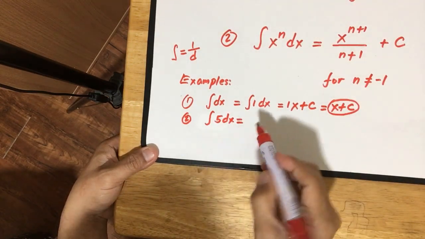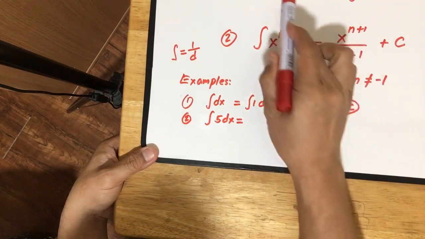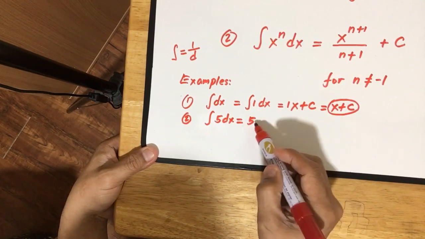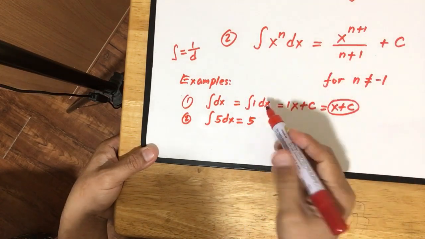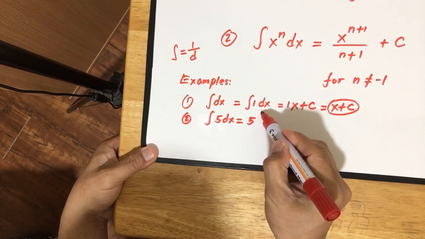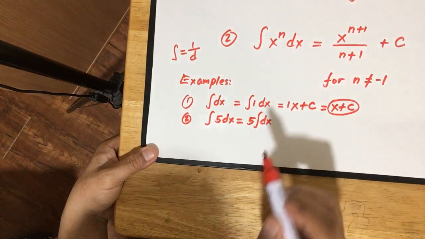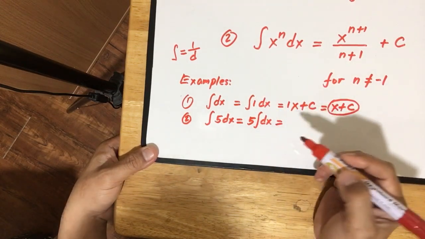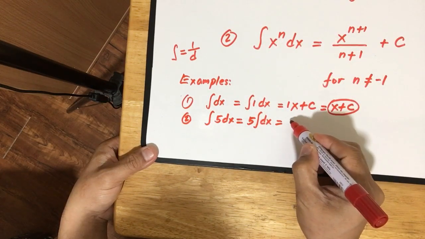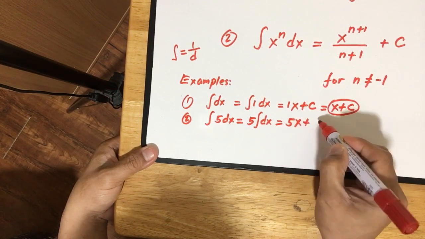Similarly, number 2 is just the same as following the first formula. So we can write this as 5 times the integral of dx. You can isolate it in a similar way, putting the constant outside the integral sign. So take note, class, the integral of dx is just x. So you can write this in this manner or just follow this. So this is 5 times the integral of dx, which is x, then plus c.